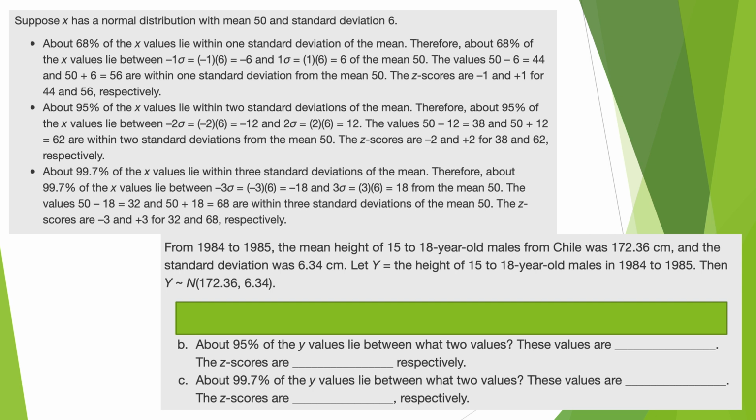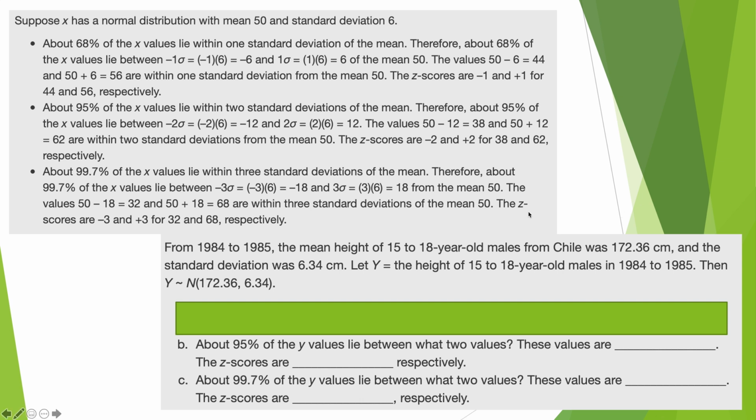Okay, so let's do this particular question here. We've got 2 more questions to work on to really reinforce these points, and then a little summary slide, a little conclusion slide. Suppose X has a normal distribution with a mean of 50 and a standard deviation of 6. About 68% of the X values lie within 1 standard deviation of the mean. We know that was that reddish rose area in the normal curve we did before.